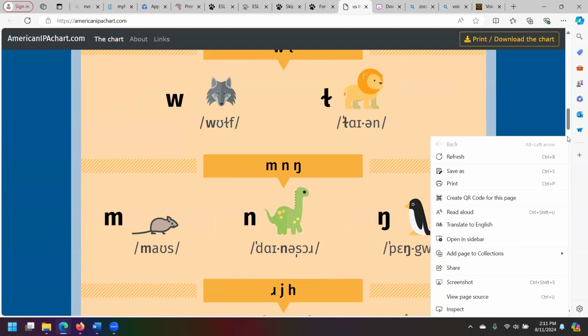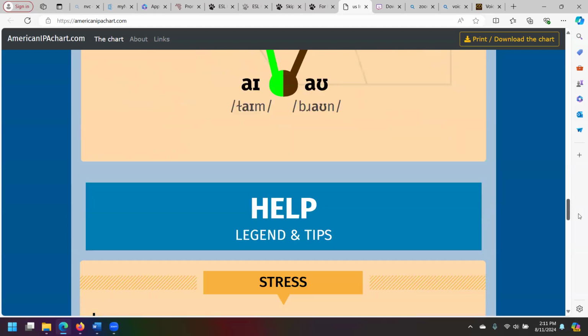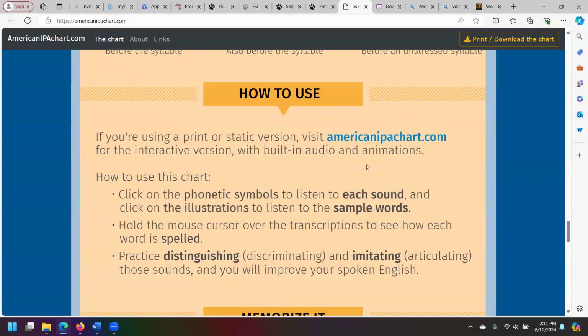Also, let's go on with a few more of the rules. How do you use it? So you can practice this on your own. I will put the link, this website in the description below. But all you have to do is click on the phonetic syllables to listen to each word. Okay.